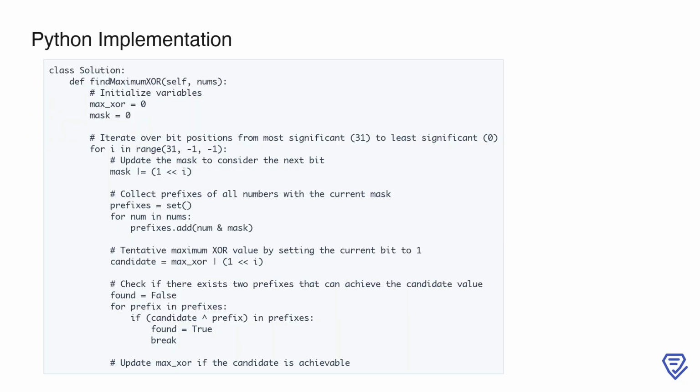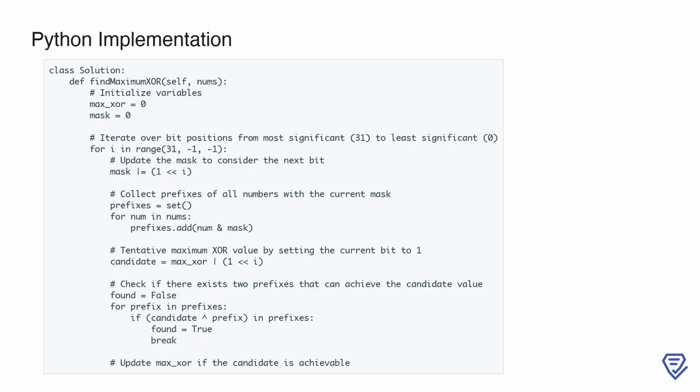To solve the problem of finding the maximum XOR of two numbers in an array, we start by defining a class called Solution with a method named findMaximumXOR. Inside this method, we initialize two variables, max_XOR, which will keep track of the maximum XOR we've found so far, and mask, which is used to progressively isolate the most significant bits as we iterate through the numbers. The algorithm iterates over the bit positions from the most significant bit, which is 31, down to the least significant bit, 0.